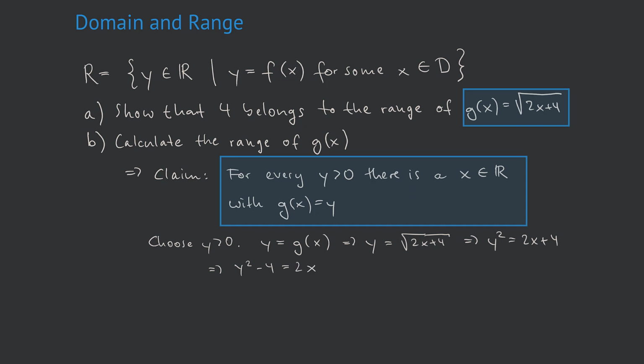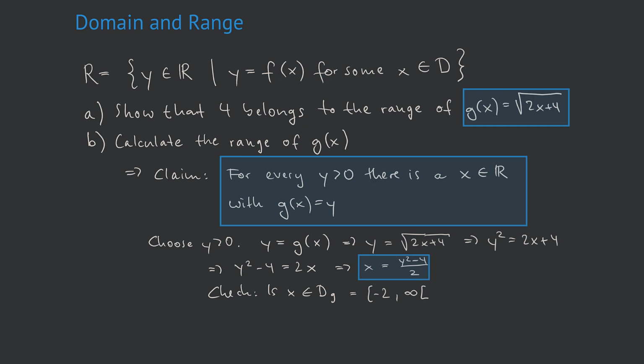If I divide by 2 now, I get x equals (y squared minus 4) divided by 2. Now we have indeed found this expression, which gives us, for every y greater than 0, the suitable x such that g of x equals y. But we are not done yet, because remember, we have to make sure that x is in the domain of g. We now check, is x an element of the domain of g? The domain of g was the interval starting at -2 and running until plus infinity. So only the numbers -2 or greater than -2 are allowed.